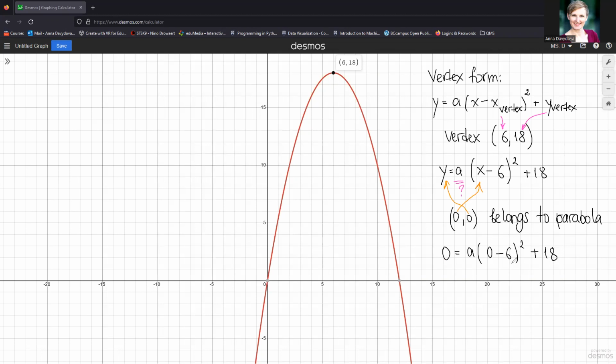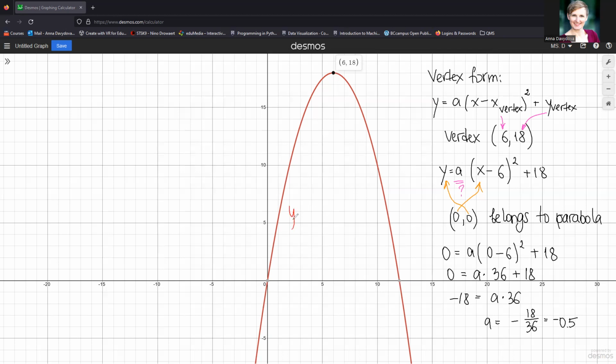So attention to this parenthesis. 0 minus 6 squared is not a 0, it's a 6. Well, it's actually negative 6. And then it should be squared. Negative 6 squared is 36. Now we solve for a. Negative 18 equals a times 36. Negative 18 divided by 36 is negative 0.5.